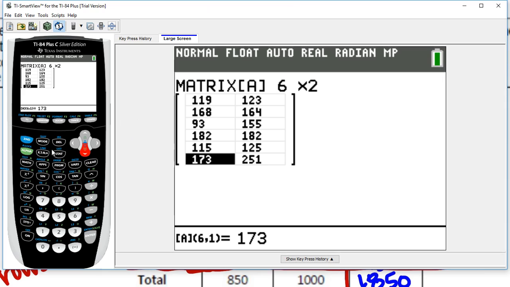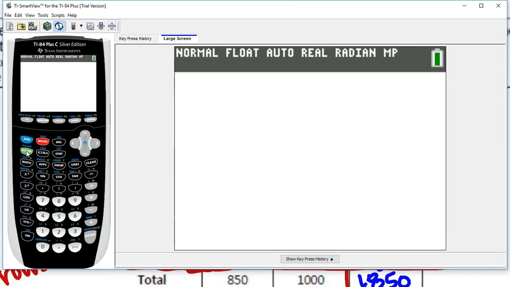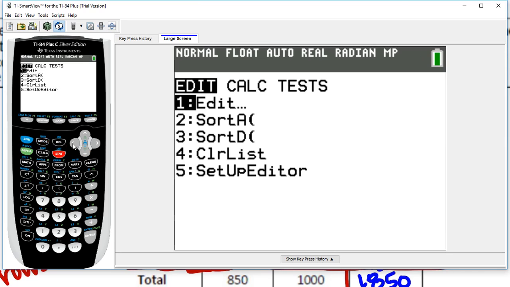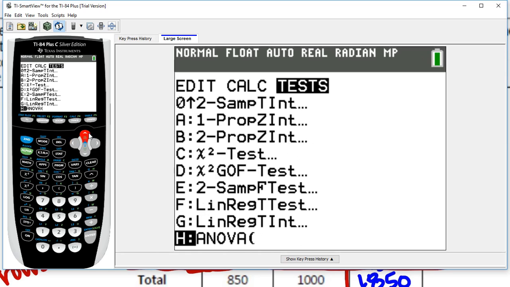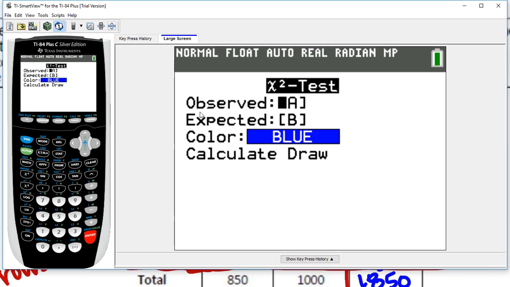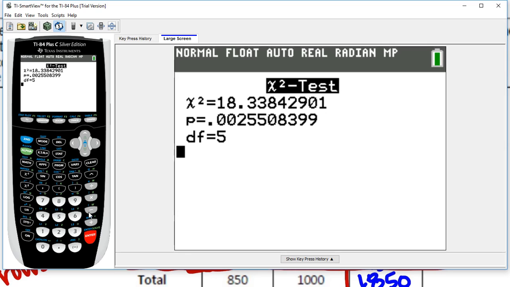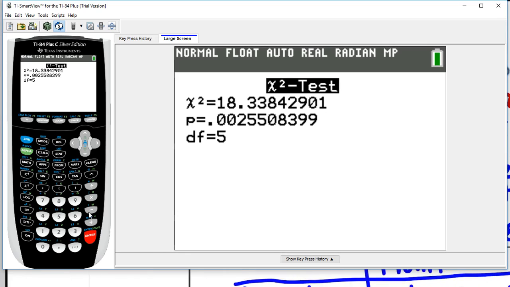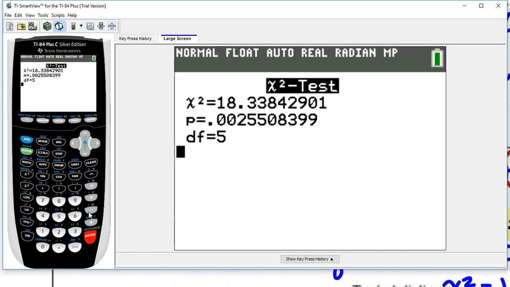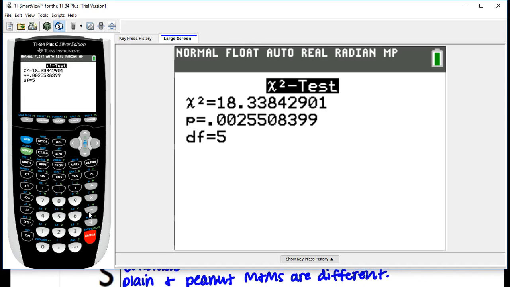There. So then from there, you're going to hit second quit. And then, I'm telling you, this is so easy. You go stat, tests, chi-squared test. Whenever there's a two-way table, that's the one you'll pick, not GOF, chi-squared test. And then we put the observed in A, but it will fill in the expected for us after we hit calculate. So hit calculate, and I got the chi-squared of 18.338 and the p-value 0.0026, just like I got on my actual paper. And it tells you the DF as well, so you don't have to fill that in.